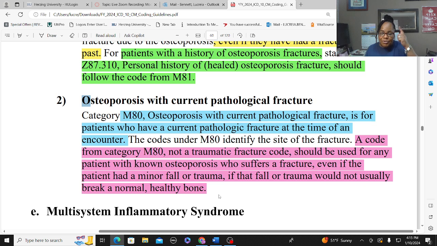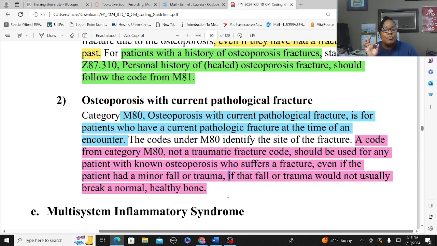So again, the mindset is pathological. There's not a fall or any kind of trauma. It's due to the disease state in the body that's weakened the bone. However, if the patient does have a fracture and they might have had a minor fall, they're saying that fall would not normally break a healthy bone, but because of the osteoporosis and the weakened state of this patient's bones, then this fracture is a pathological fracture.